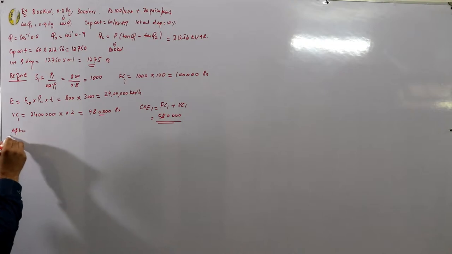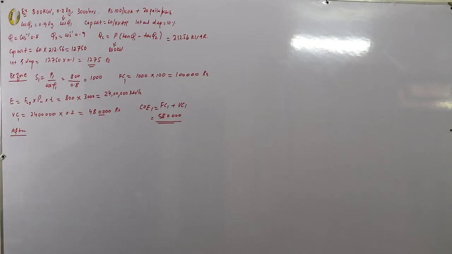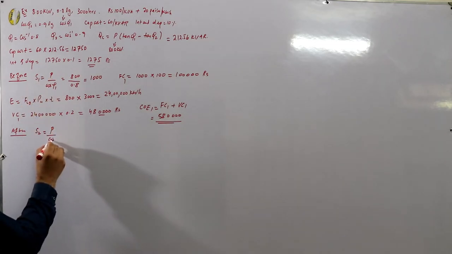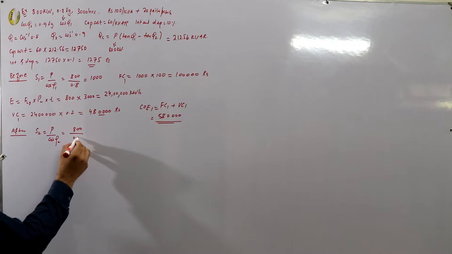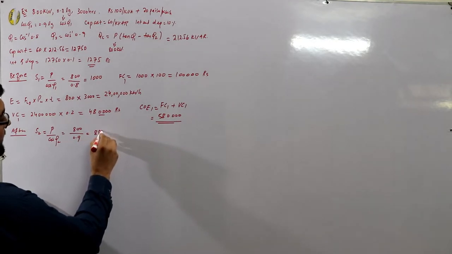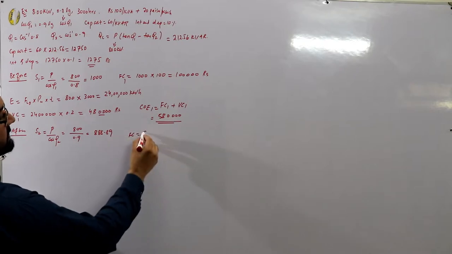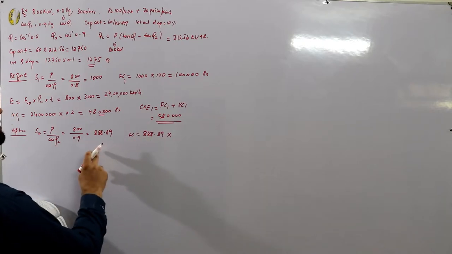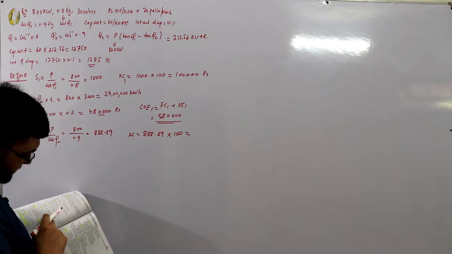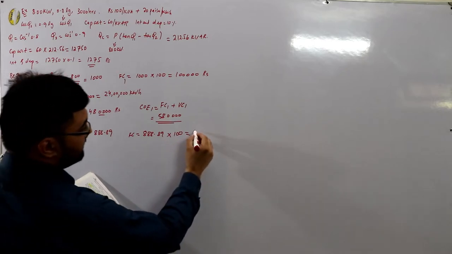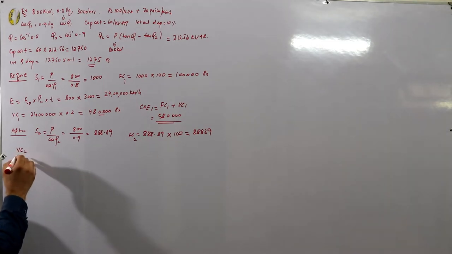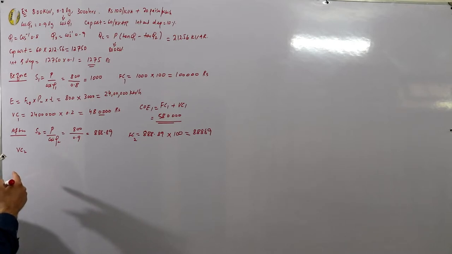Now I go for after power factor correction. If you improve the power factor, the equivalent kVA would decrease. So S2 would be, with the same P, P upon cos phi 2. So P is 800 and this time you divide it by 0.9. And this comes out to be 888.89. Now the fixed cost is on the basis of this: 888.89 multiplied with rupees 100. So this comes out to be 88889. This is the fixed cost, let's say 2. Now the variable cost 2 would be the same as variable cost 1, because why?